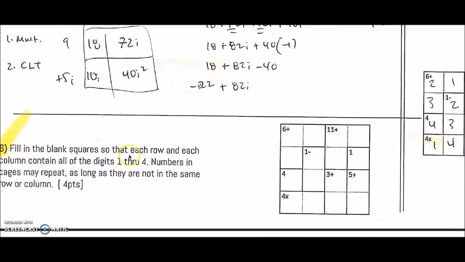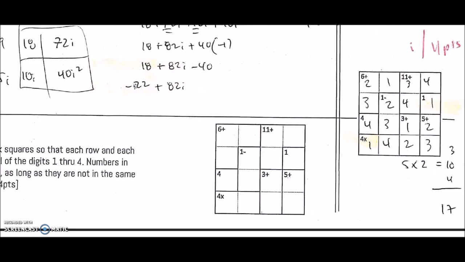Question number 6, fill in the blank square so that each row and each column contain all the digits 1 through 4. Numbers in the cages may repeat as long as they are not in the same row or column. So I get to use numbers 1 to 4. And you're looking for the freebies here. You got a 1 right there. You got a 4 right there.